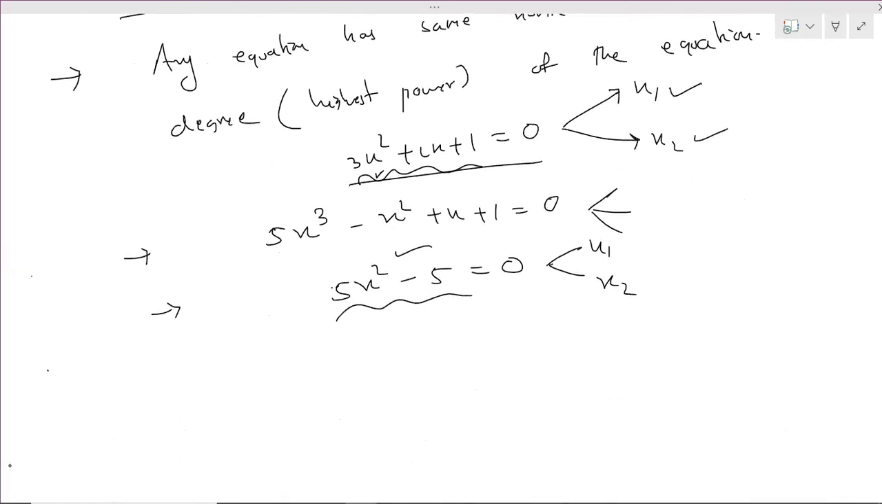So A is not 0. Here B is 0. No worries. Clear?